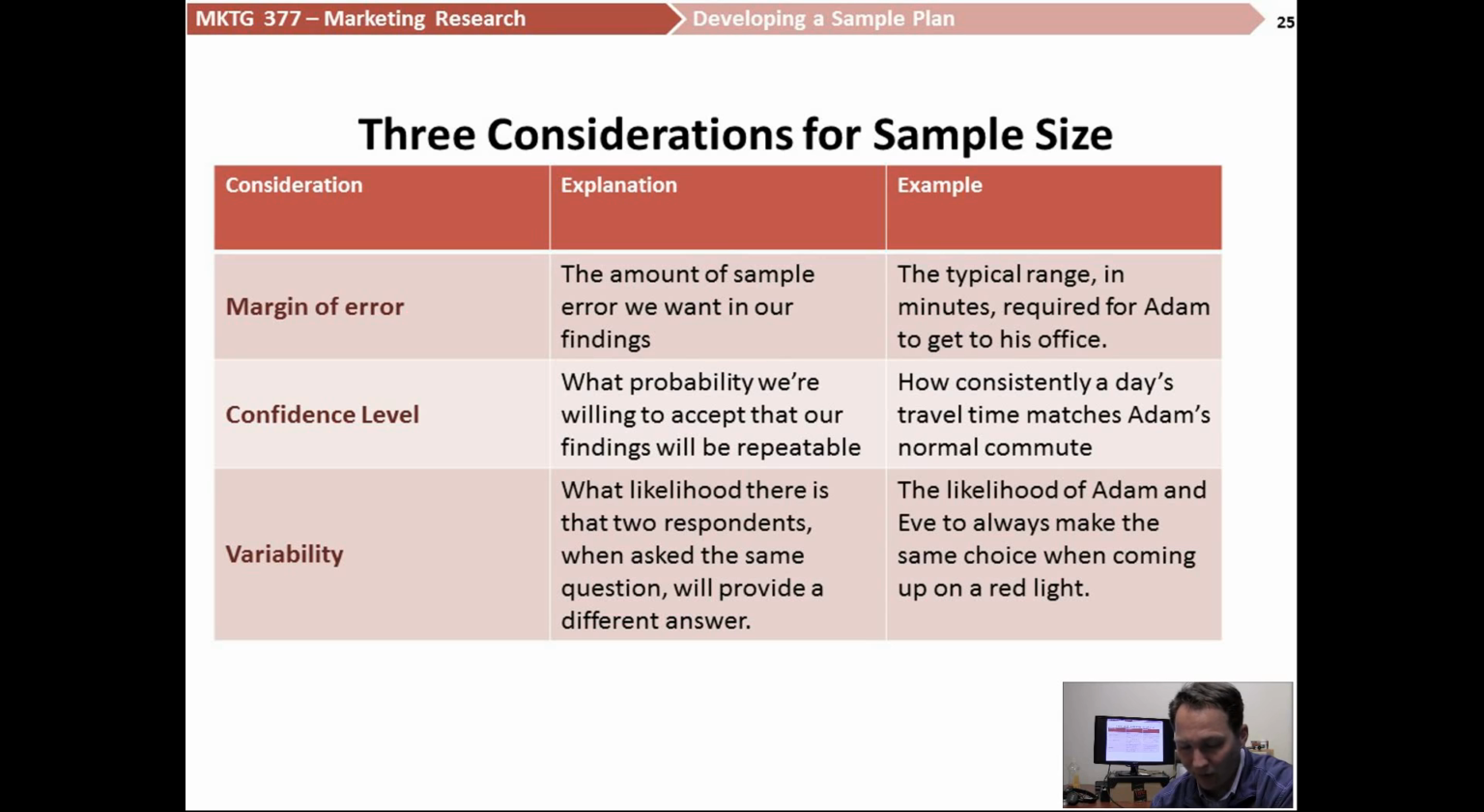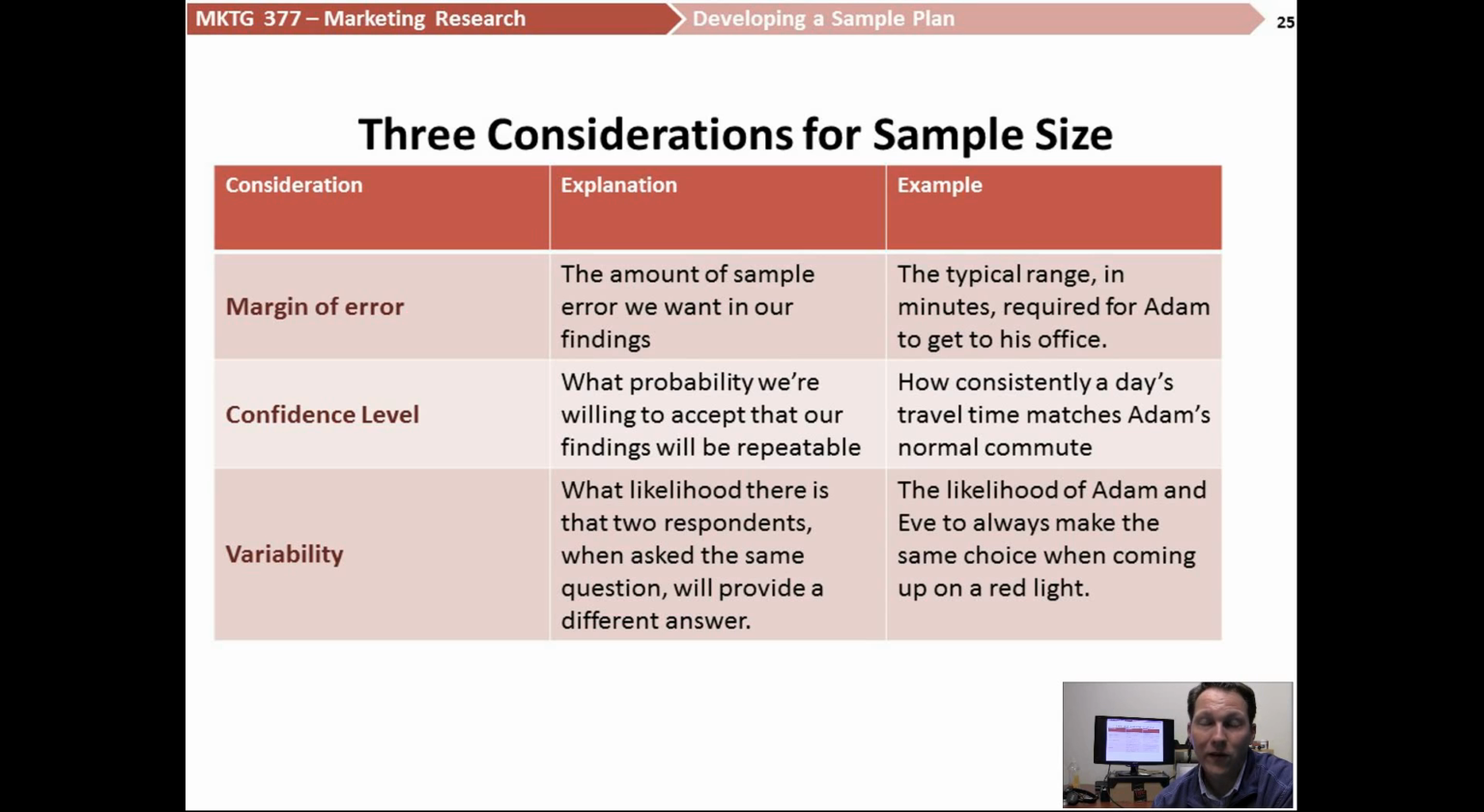The confidence level is the probability that we're willing to accept that our findings will be repeatable. So again, if we repeat the study the same way, using the same random selection process with the same sample frame, will we get the same results? That's what the confidence level tells us. And that's going to be expressed in terms of a percentage.